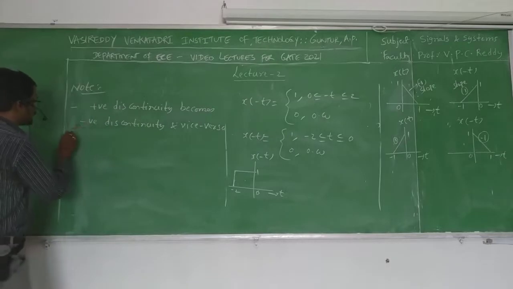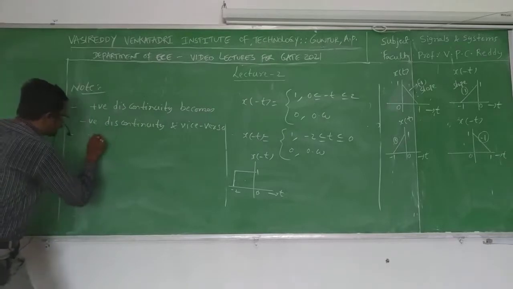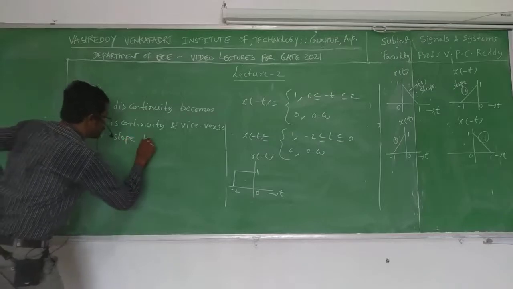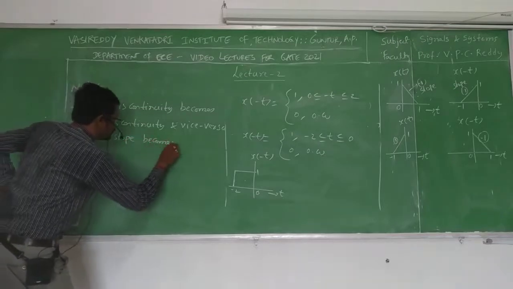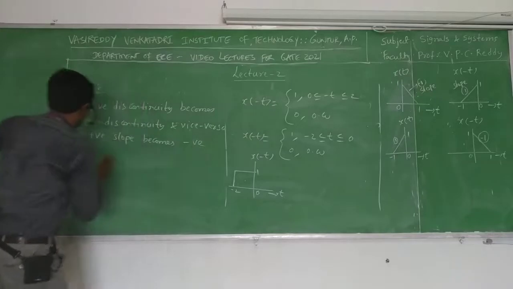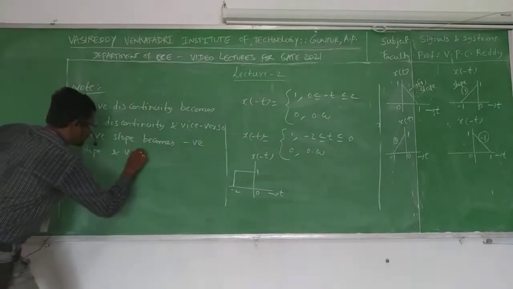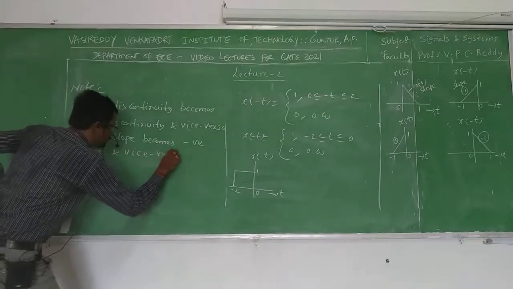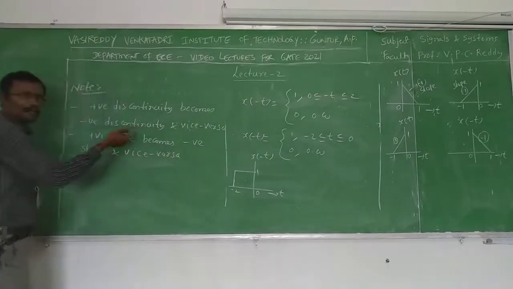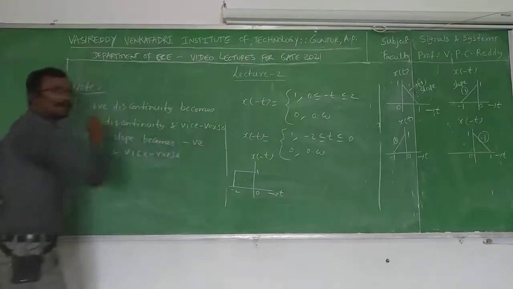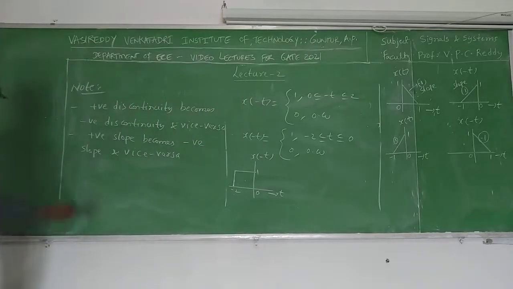And what is the second effect? Positive slope becomes negative slope and vice versa. What is vice versa? The negative slope becomes positive slope. So these are some of the effects due to time reversal. Okay, I hope it is clear about the time reversal for continuous signals. Okay, next we will see.